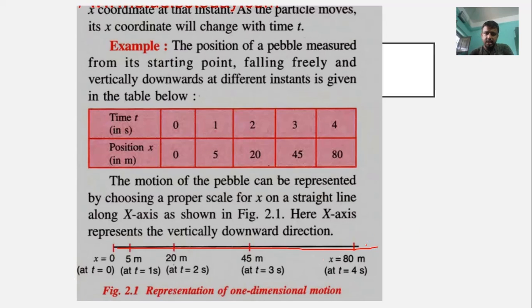Okay, this is how you will represent a direction in one dimension. x is 0, x is 80 meters. When x is equal to 0, the time is 0. When x is at 5 meters, the time is 1 second. When x is at 20 meters, the time is 2 seconds. And when x reaches the destination at 80 meters, the time is 4 seconds. The position of a pebble measured from its starting point, falling freely and vertically downwards at different distances, is given below. Then this type of motion is seen.